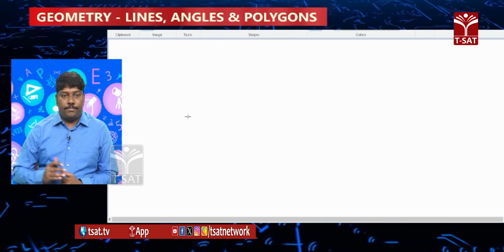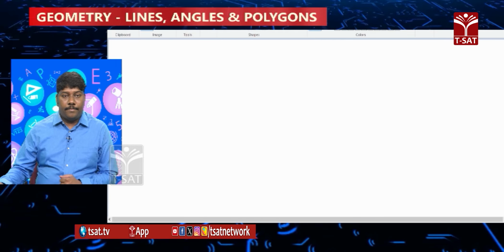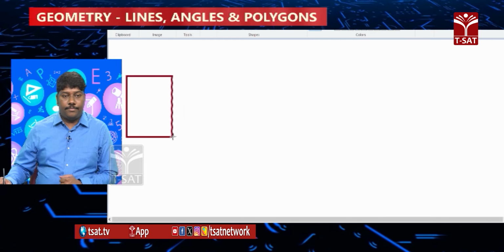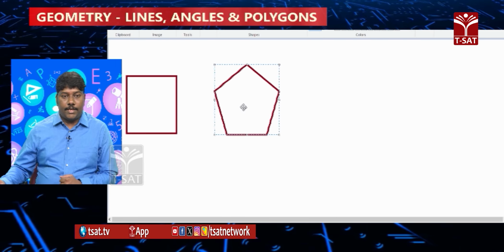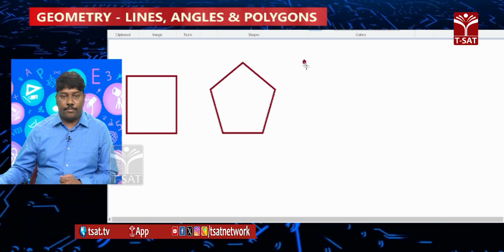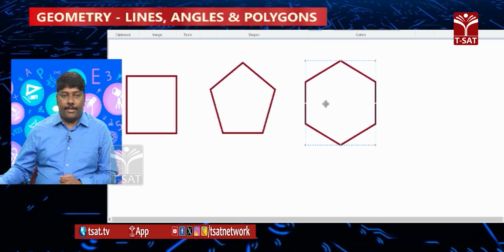Now go for a quadrilateral, or else a pentagon, or else a hexagon. Now look at the number of diagonals in it.